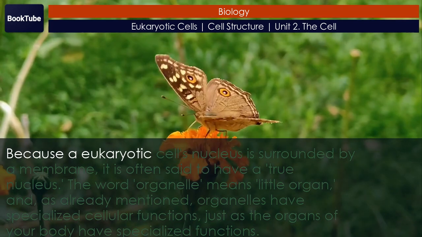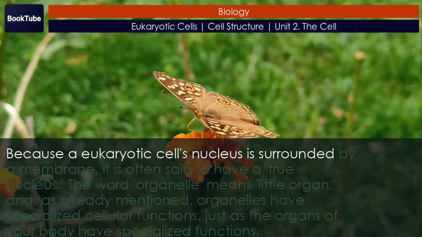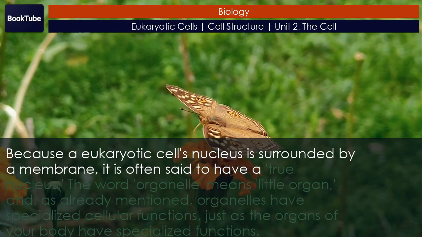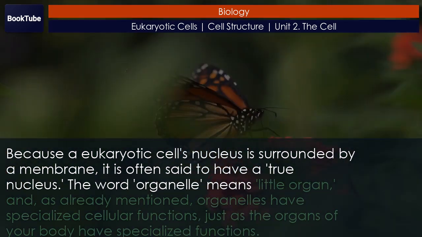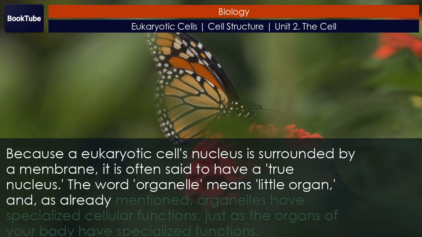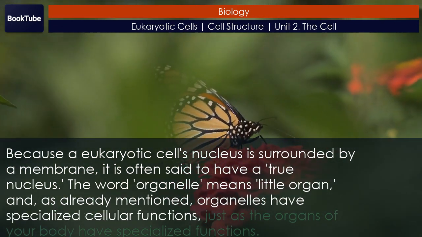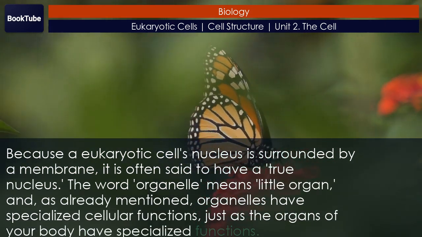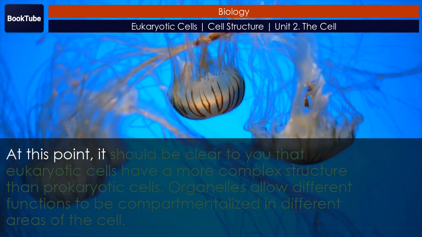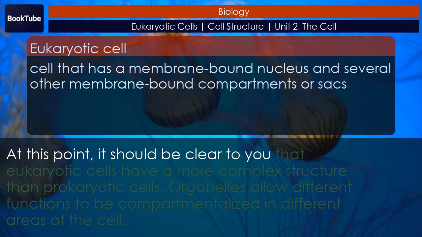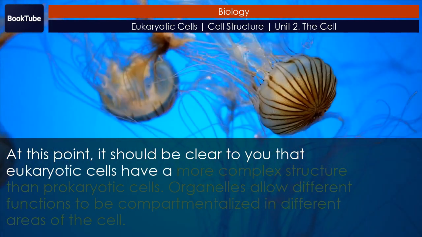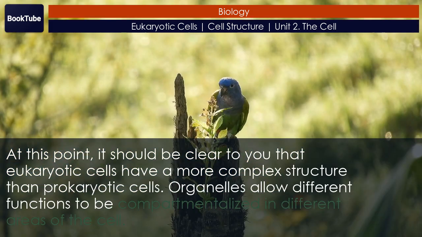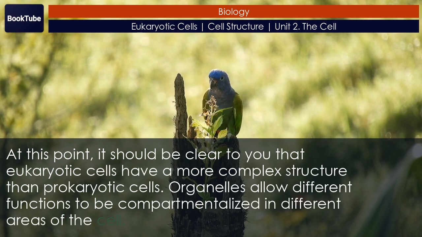Because a eukaryotic cell's nucleus is surrounded by a membrane, it is often said to have a true nucleus. The word organelle means little organ, and, as already mentioned, organelles have specialized cellular functions, just as the organs of your body have specialized functions. At this point, it should be clear to you that eukaryotic cells have a more complex structure than prokaryotic cells. Organelles allow different functions to be compartmentalized in different areas of the cell.